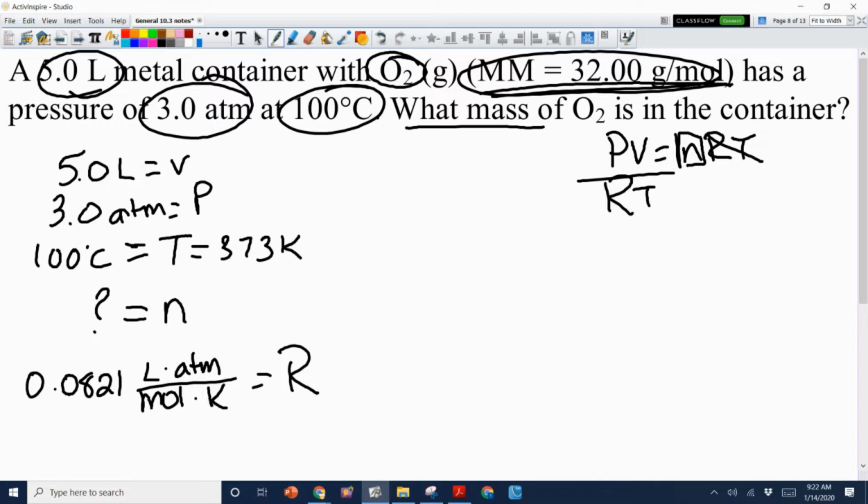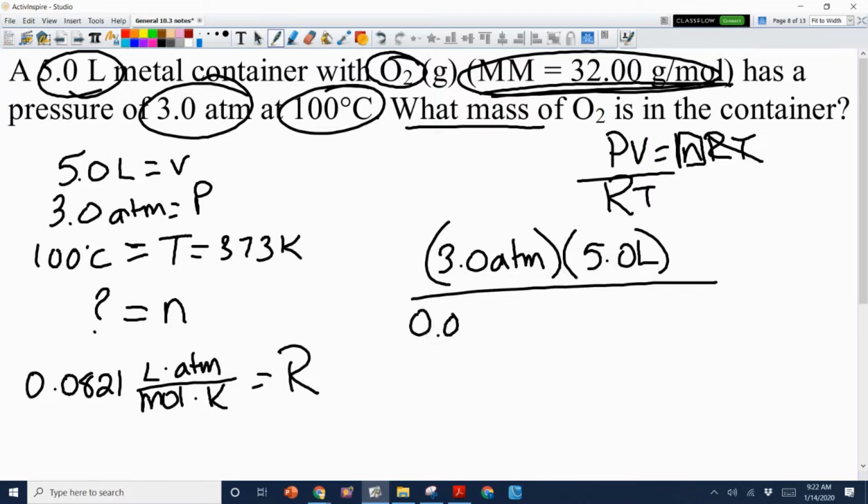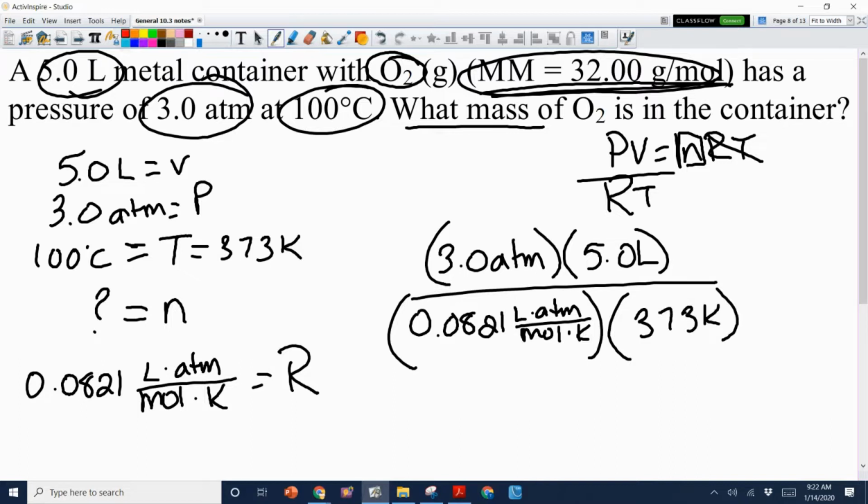So pressure, 3.0 atmospheres, times volume, 5.0 liters, over 0.0821 liters atmospheres over moles Kelvin, times the temperature, 373 Kelvin. All right, cancel what you can cancel. Atmospheres cancels atmospheres. Liters cancels liters. Kelvin cancels Kelvin. Our answer is going to be in moles. I'm going to put it right here because I know I need to convert it.